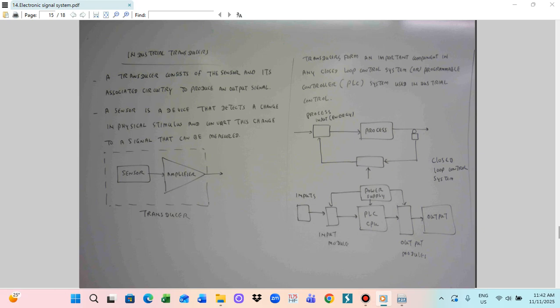So for the digital control PLC system, the input-output module and the interface module are important. The interface module must be connected to the PLC's computer CPU. They also require a supply, so a DC power supply is given. Inputs can be connected to the process system. Those are the input modules and output modules, and they are connected to the PLC CPU.